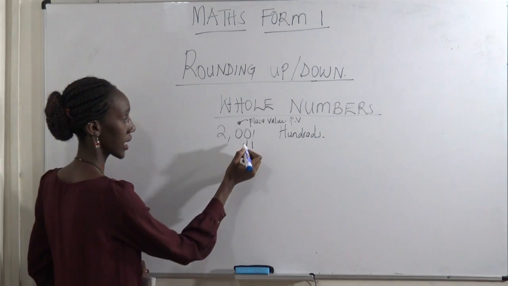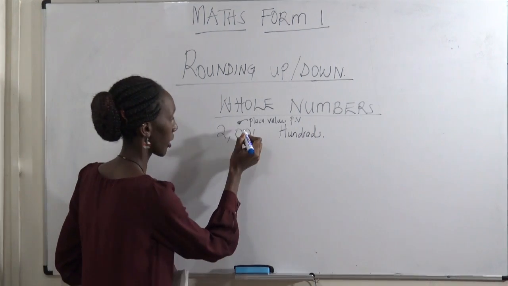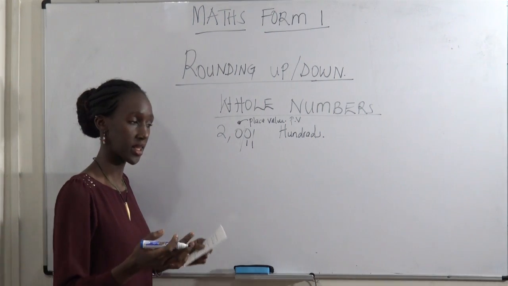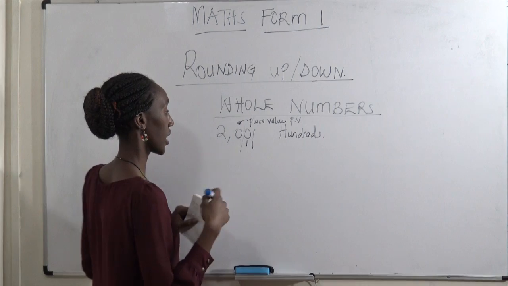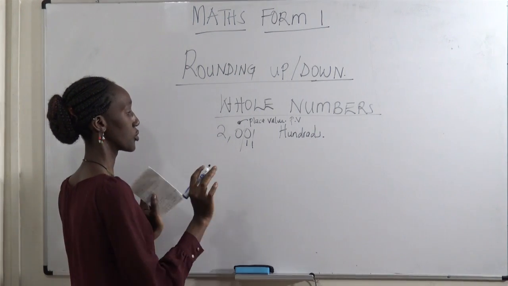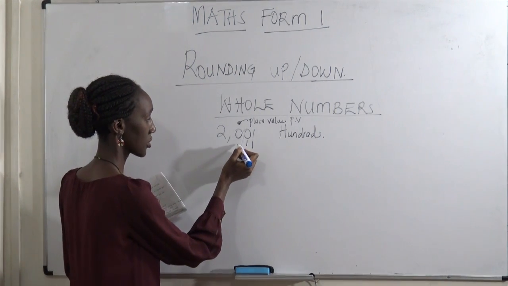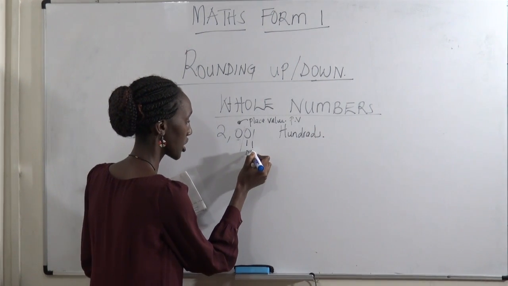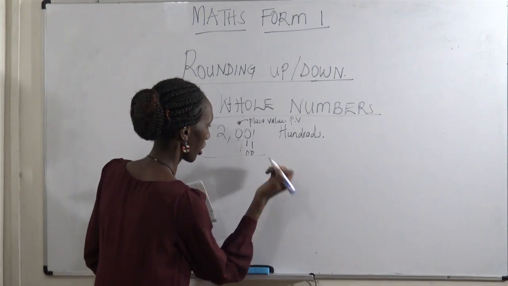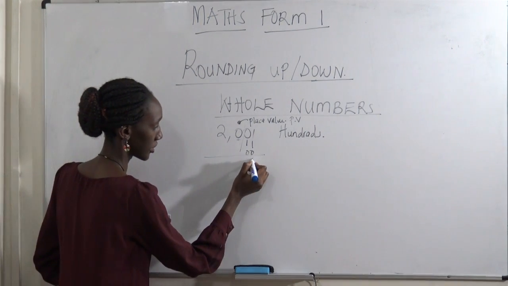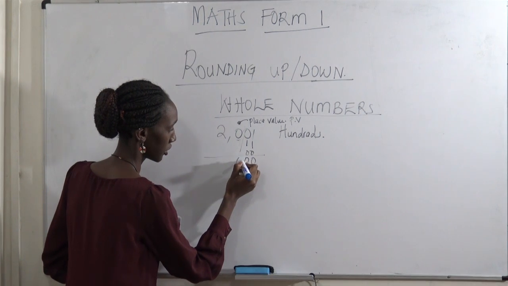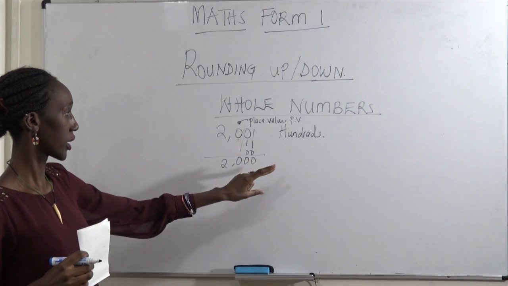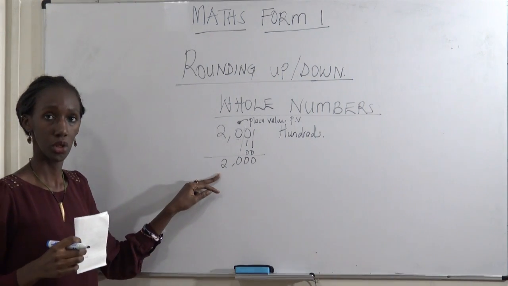So the immediate number here is 0. So I can push my slash mark there. So ask yourself, is 0 less than 5 or more than 5? Of course it's less than 5. So it means I'm not going to add anything and my answer is still going to be the same. The digit here is still going to be the same. I'm still going to change the other digits to 0. So I'll have my answer as 0, 0, 0, 2. So 2001 to the nearest 100 is 2000.